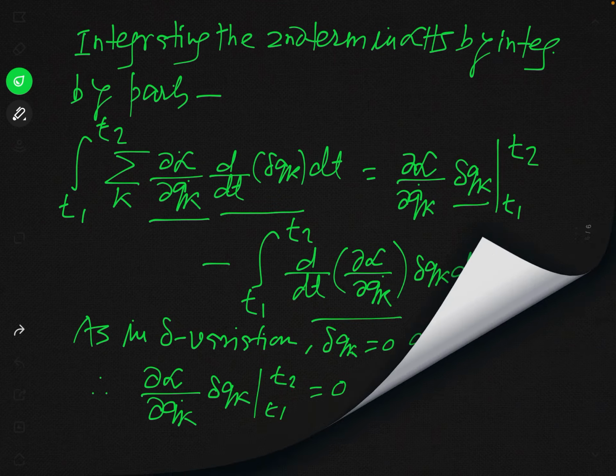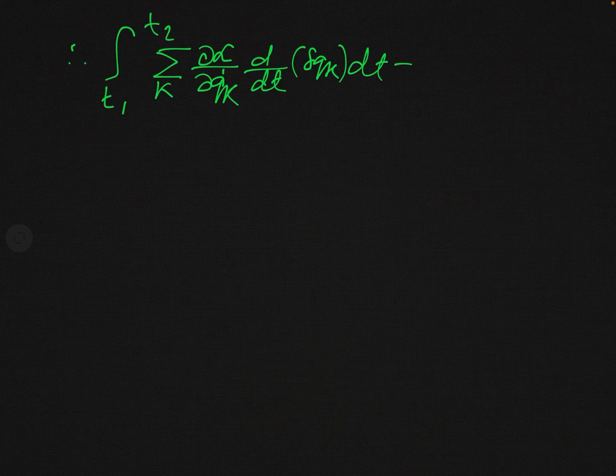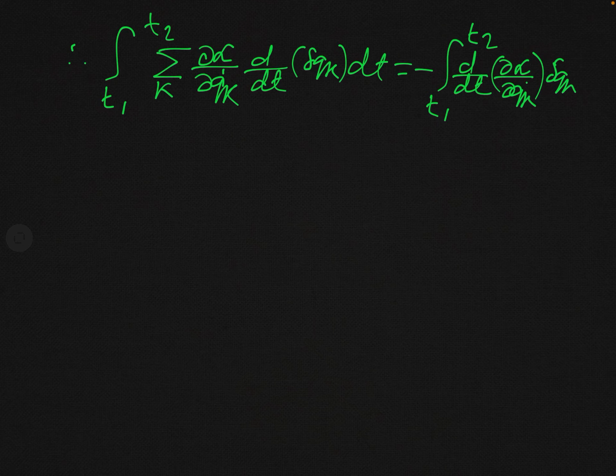You can see here. So you can say, therefore, the integral from t1 to t2, summation over k, del L by del qk dot d dt delta qk dt, this is simply equal to minus the integral from t1 to t2 of d dt del L by del qk dot delta qk dt.